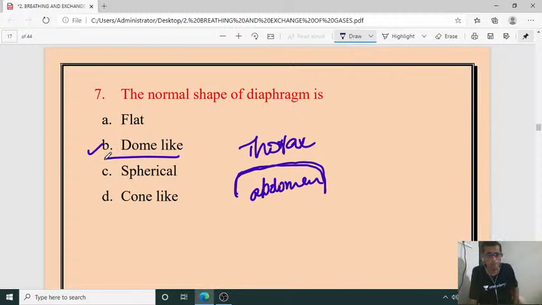Usually it is a dome shaped diaphragm, and this dome shaped diaphragm will become flat during inspiration. To become flat, contraction of the dome shaped diaphragm takes place, resulting in flattening during inspiration, which leads to the intake of air. After inspiration it will once again become dome shaped. Okay, so the right answer is B for the 7th one.